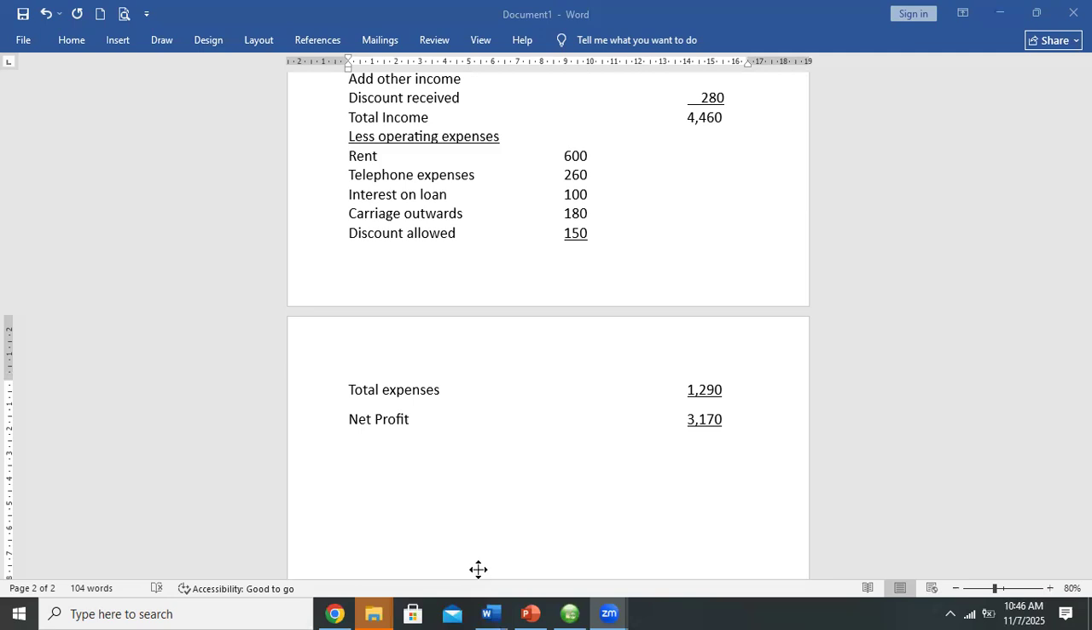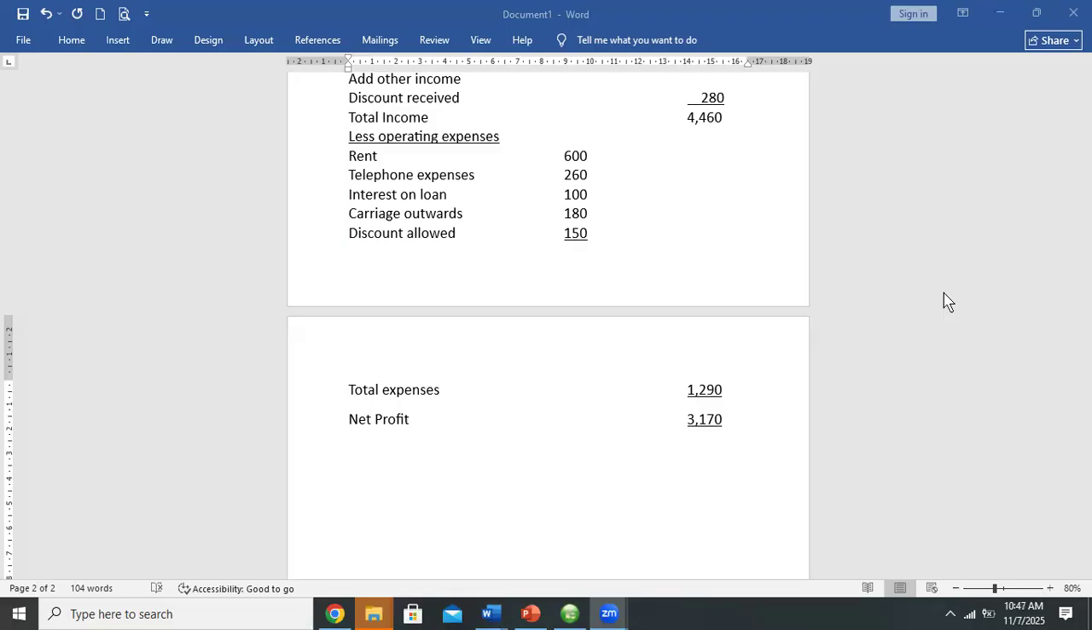Now, let me also say, I gave you a hint that for those businesses that render services, we don't prepare a trading account. Like the barbers and the restaurant, they are rendering services. For them, we start from the profit and loss account.